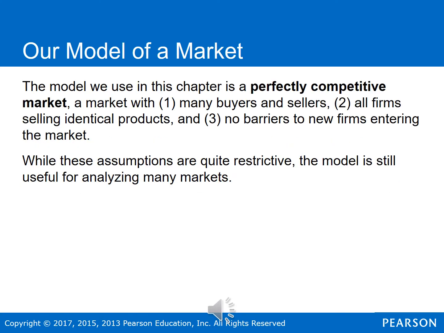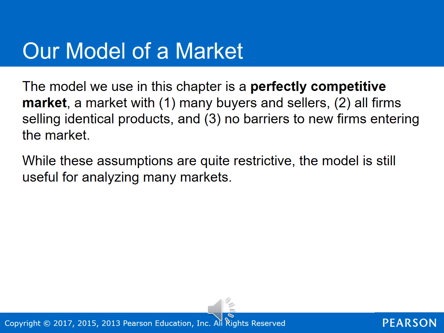When we analyze markets, we're going to use a simplified model, so it's not exactly what's going on in the real world, but it's close enough, and we make a few assumptions so that it's easy to work with. The model we're going to use in this chapter is a perfectly competitive market. And what we mean by a perfectly competitive market is that there's going to be many buyers and sellers in this market. So there's a lot of competition going on. Instead of just one firm or a small number of firms selling the goods, there's going to be a lot of firms selling the goods. So there's more competitive pressure on them.